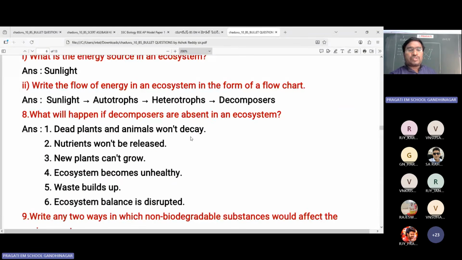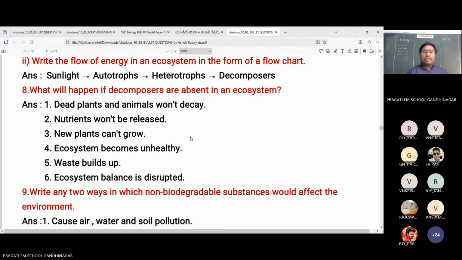Next, eighth question. Important 2 mark question: what will happen if decomposers are absent in an ecosystem? What is the function of decomposers, children? What is the main function of decomposers? It decomposes environmental waste, biological waste, isn't it? If decomposers are absent in the ecosystem, what will happen, children?